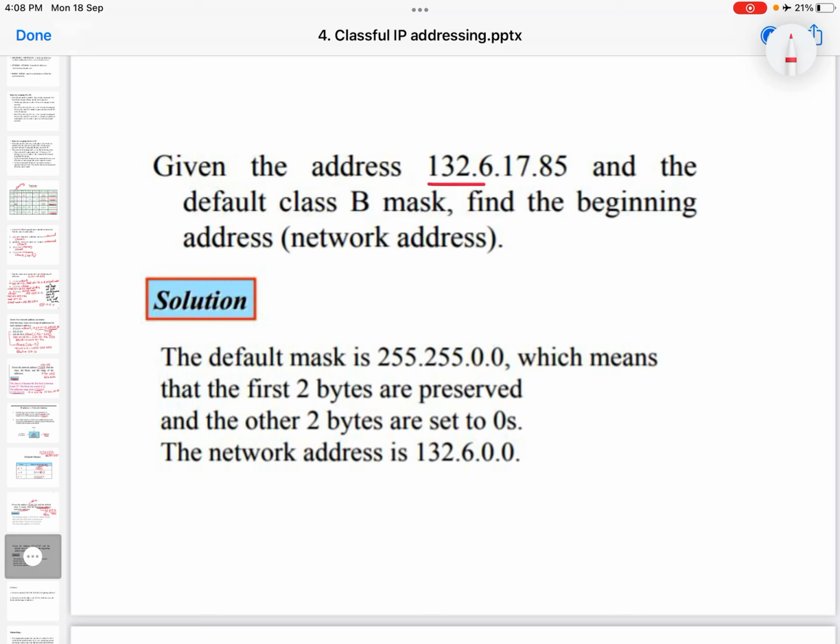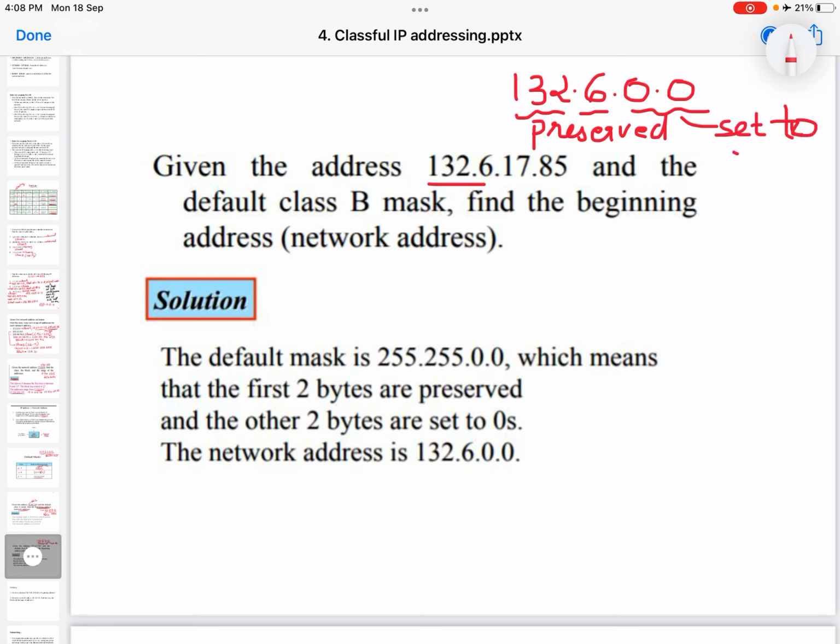Now, given the address and default class B, find the beginning address. Now the default class is B, so set the net ID bits to 132.6 and the host ID bits will be set to 0. So the default mask is 255.255.0.0, which means that the first 2 bytes are preserved and the other 2 bytes are set to 0. So the first 2 you will write as they are, and the other 2 are set to 0.